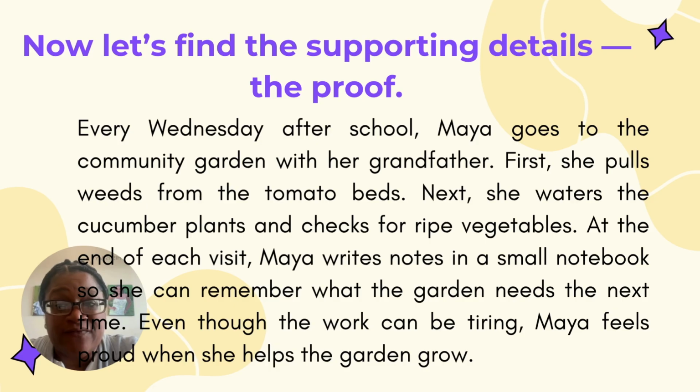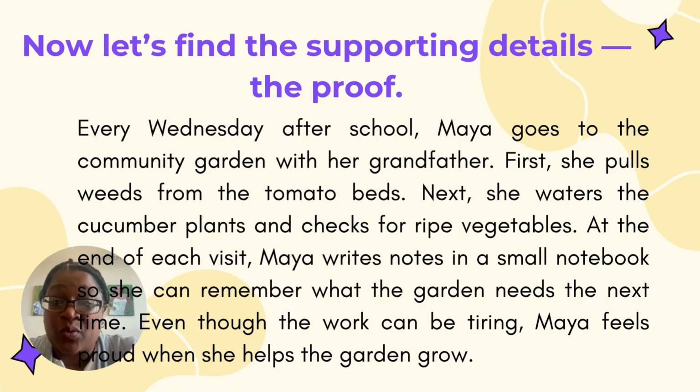Now, it doesn't always flow in this pattern. That's why you need to go sentence by sentence through the paragraph to help your student identify, is this proof that she is going to the garden every week and that's the main idea? If it is, then it's a supporting detail.